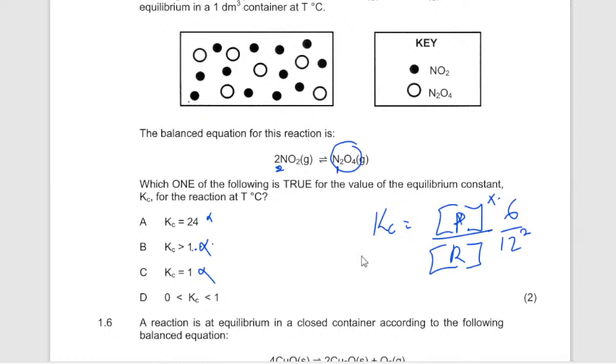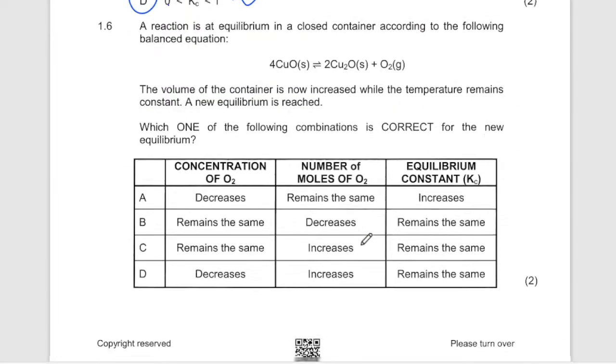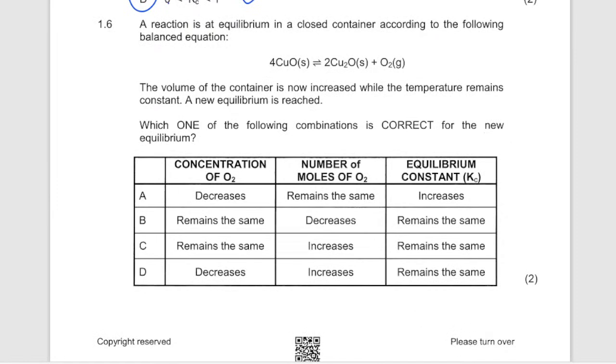It can't be because they're not equal. Kc is greater than 0, yes, but is less than 1. I think that is the perfect answer for this, and then that becomes D, the most correct answer. Then we go to the next question.